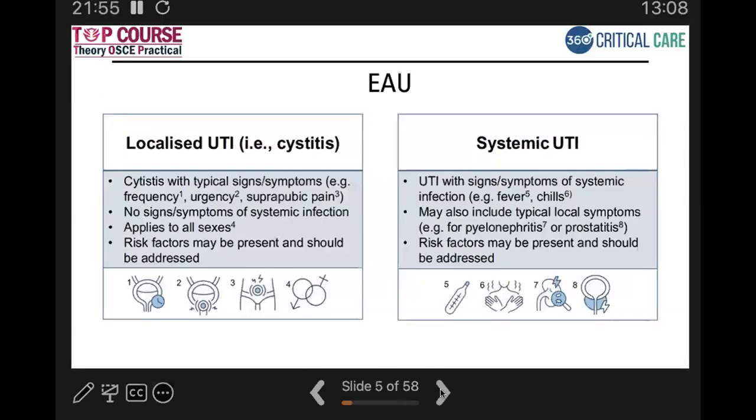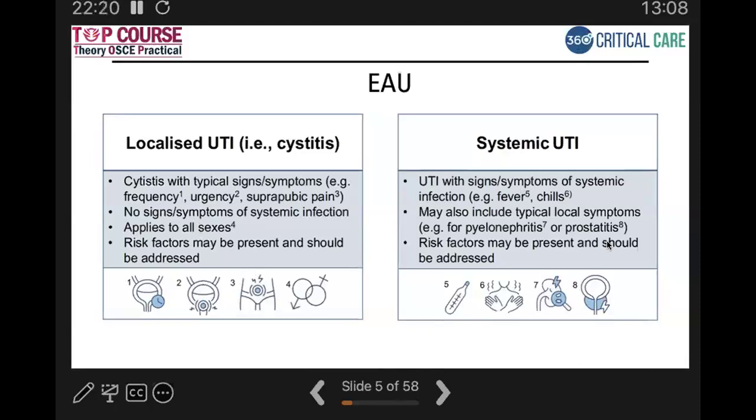So let us individually see the European as well as the IDSA guideline definitions and go into the topic proper. So the European guidelines has divided the UTI into localized and a systemic UTI, where localized UTI involves the bladder infection, where patient can have frequency, urgency, and suprapubic pain, and they would not have any symptoms of systemic infection, and it applies to all sexes.